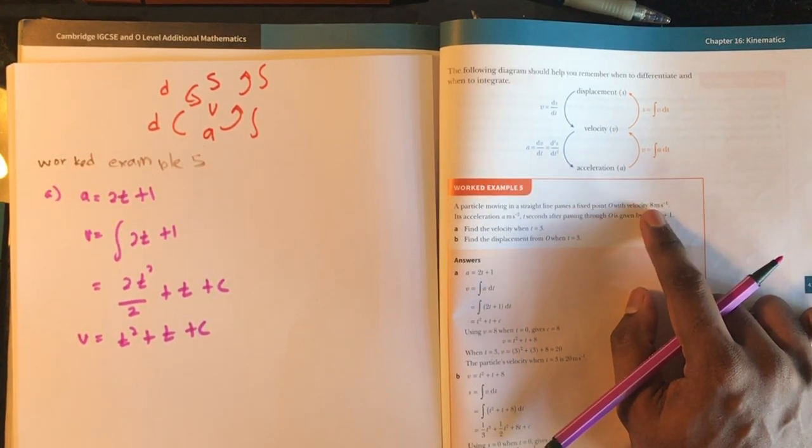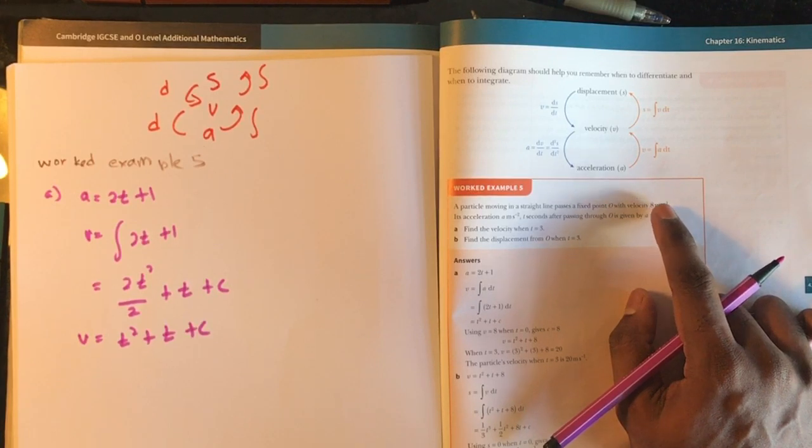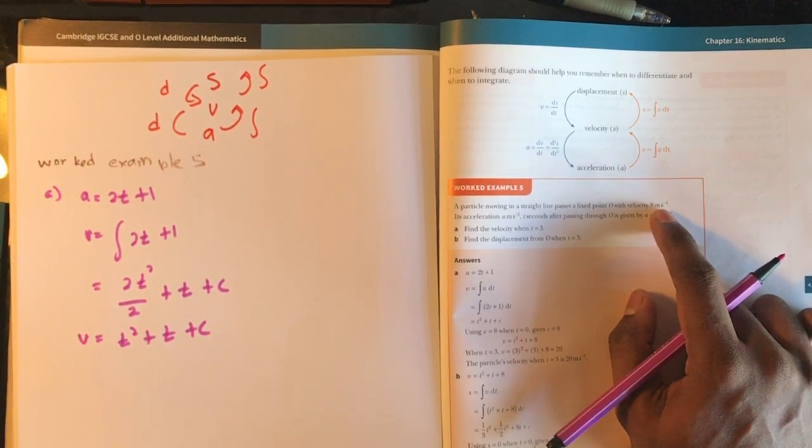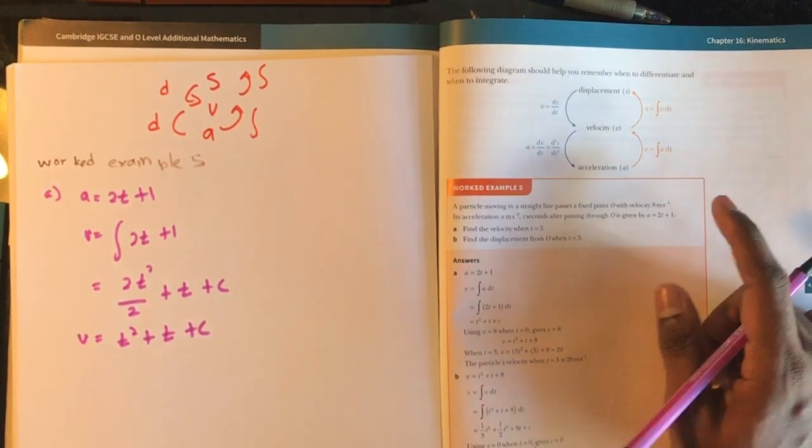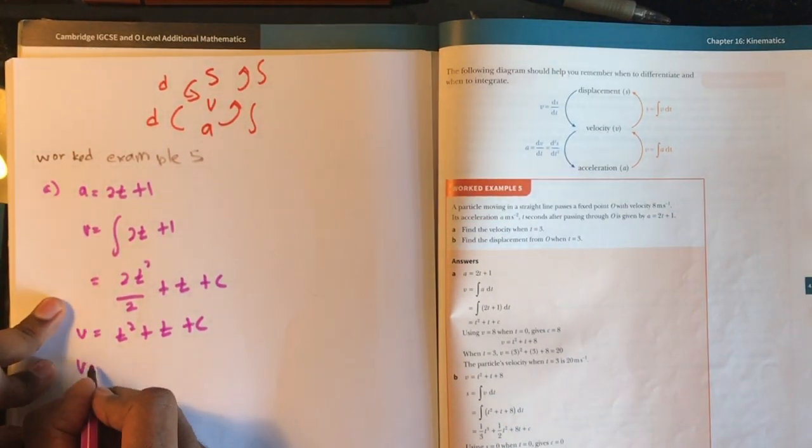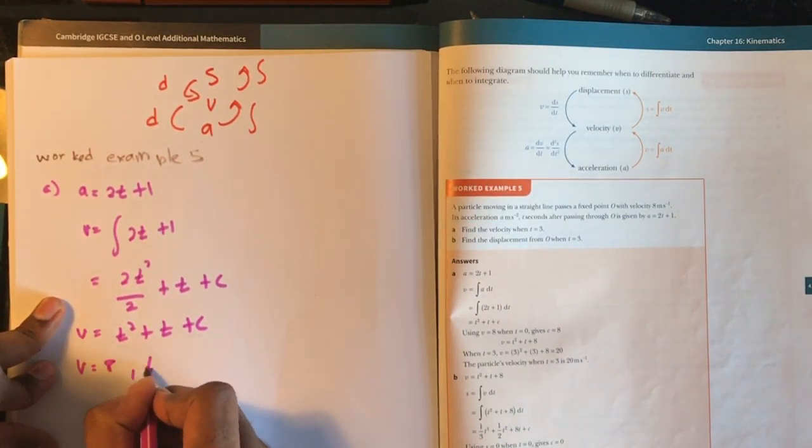So at the starting point, the velocity is 8 meter per second, which means you can declare that time t is 0, and with that you can find your velocity as well. So what we're going to do now is just substitute inside and see what we get. I repeat, v equals 8 and time should equal 0.